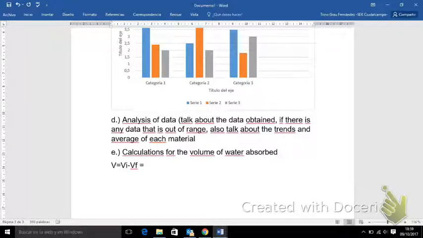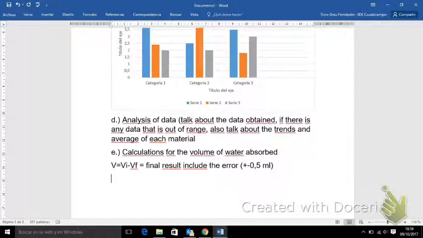And you need to include in the final result the error, that will be plus minus 0.5 milliliters. That's the error of each measurement.